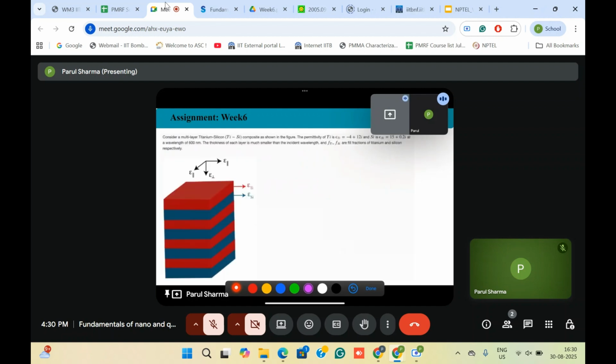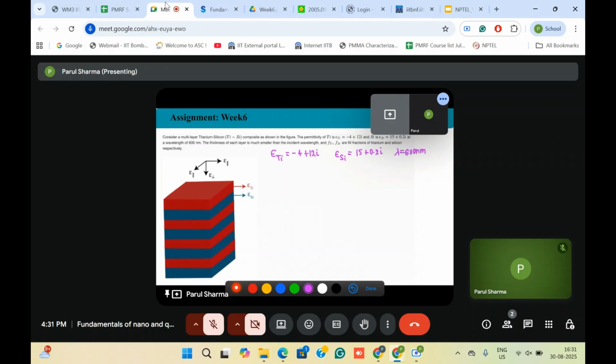Next question. Consider a multilayer titanium silicon composite as shown in the figure. So here we have alternating layers of titanium and silicon. The permittivity of titanium is epsilon titanium equals minus 4 plus 12i and epsilon of silicon is 15 plus 0.2i at a wavelength of 600 nanometers.